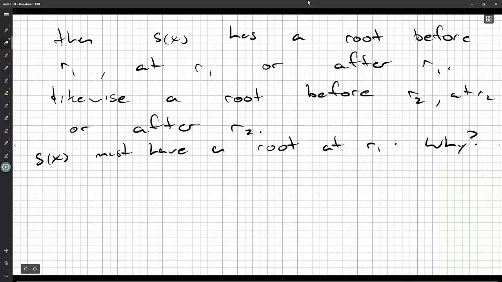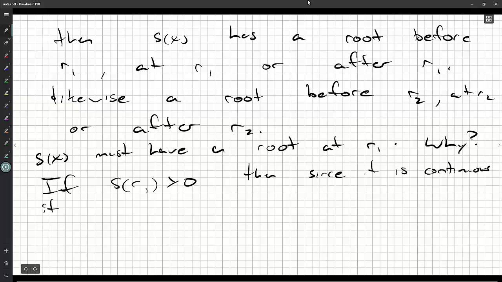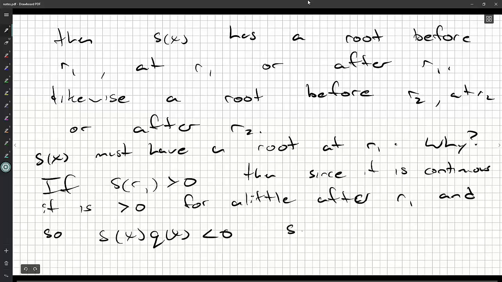So let's instead say this. If S of R1 is greater than 0, then since it's continuous, it can't immediately jump to 0 or negative. It is greater than 0 for a little after R1, and so S of x Q of x would then be negative, since S of x is positive and Q of x is negative a little after R1.